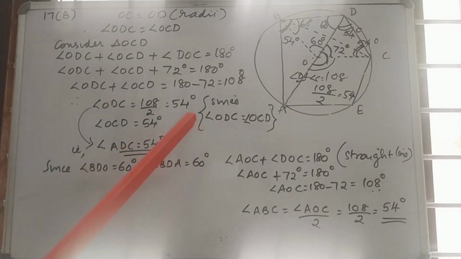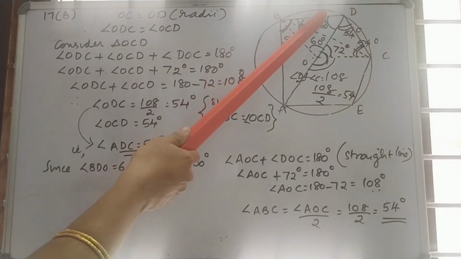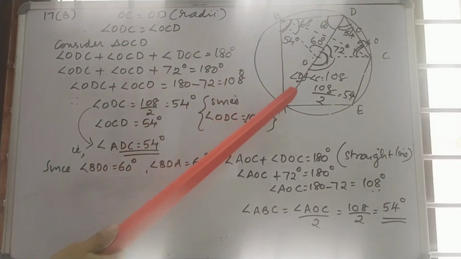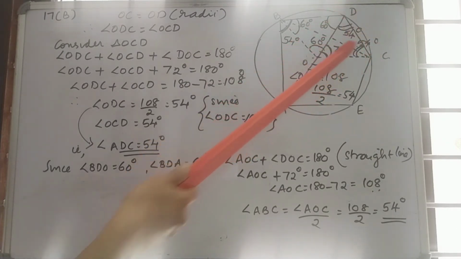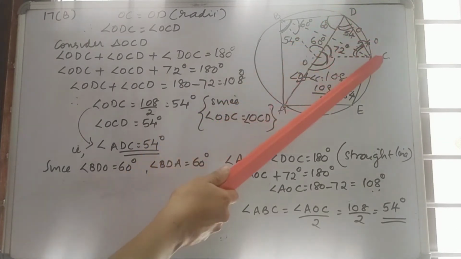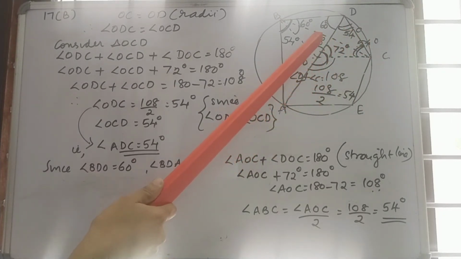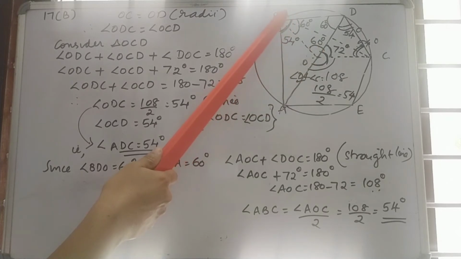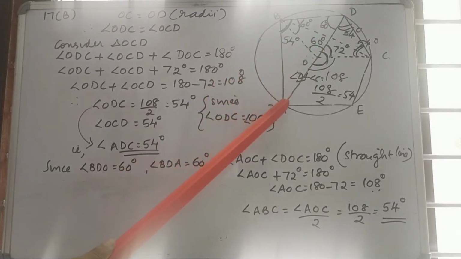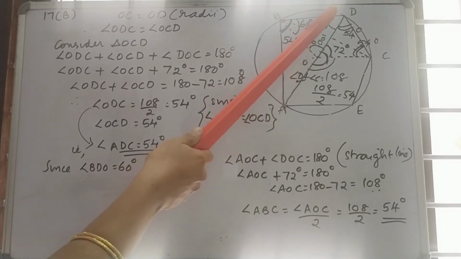Since BDO is equal to 60 degrees, which we already proved, the same case applies here. Instead of ODC we wrote ADC; similarly, BDO is 60 degrees, so we can write BDA also as 60 degrees.